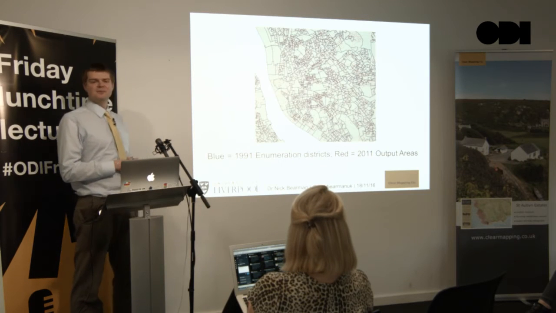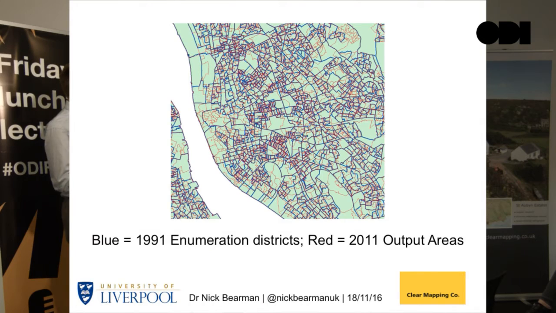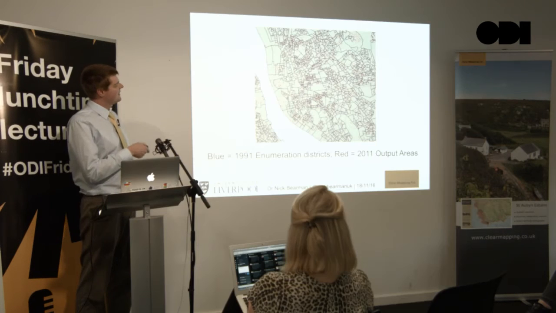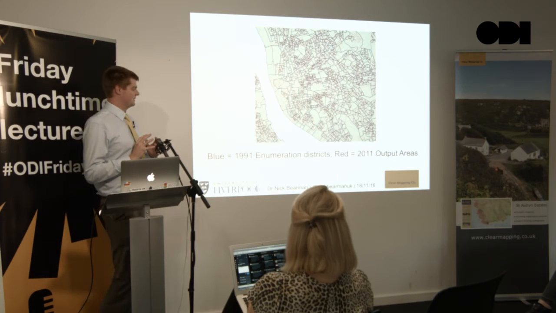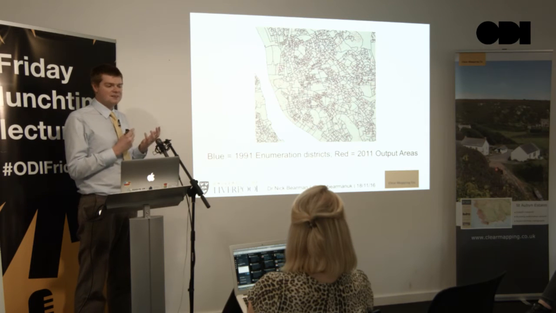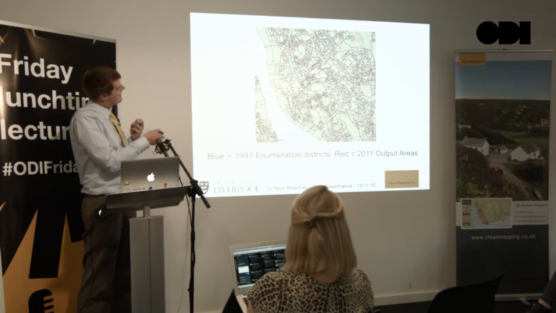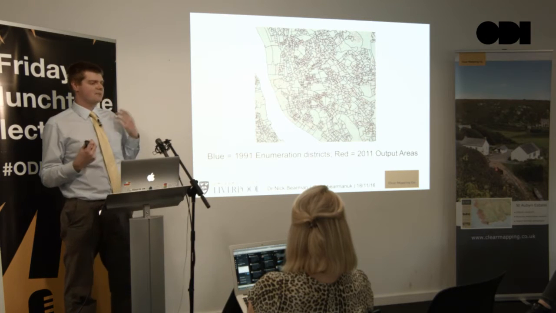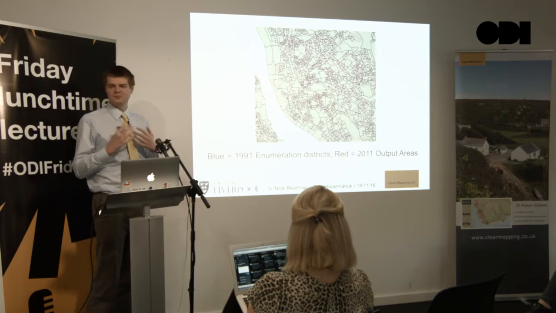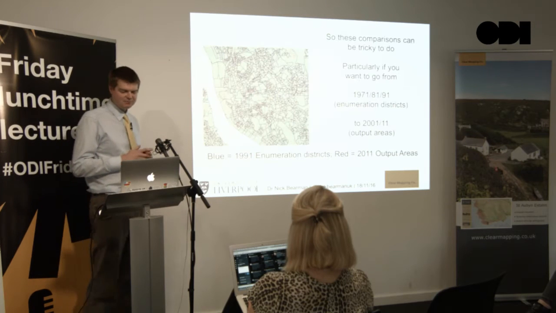A nice example of this is for Liverpool. So we've got the blue boundaries, which are 1991, what they call enumeration districts. So very similar to output areas from our point of view. And then in the red, we've got the 2011 output areas. So you can see there's very little overlap between them. If we wanted to compare what happened in, say, one of these output areas, compared to what it is now and what it was in 1991, it'd be quite difficult because the areas are so different.